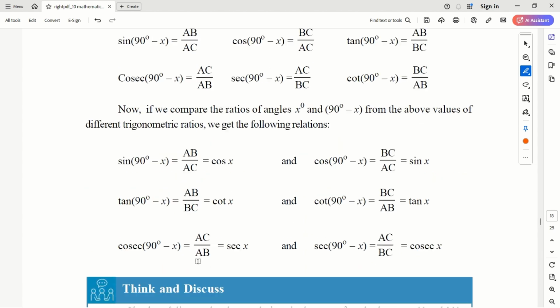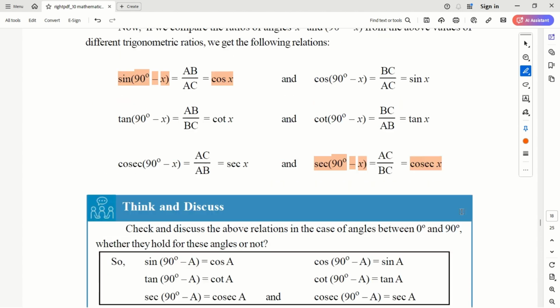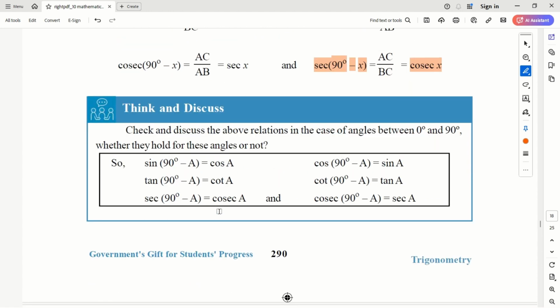Once we know this, this is what we can derive. These are the derived values of the complementary angles. Once you know this, it is very easy to understand from the table which we have drawn for all the important angles.